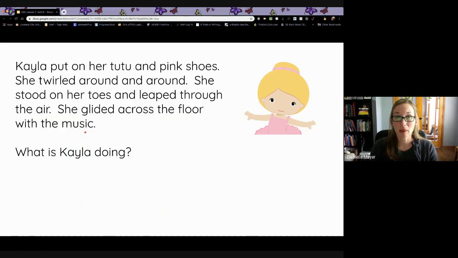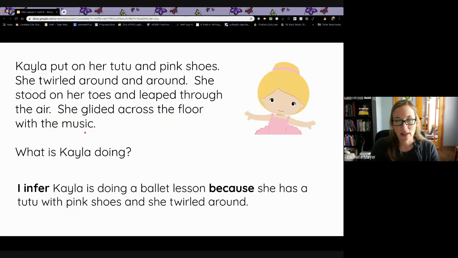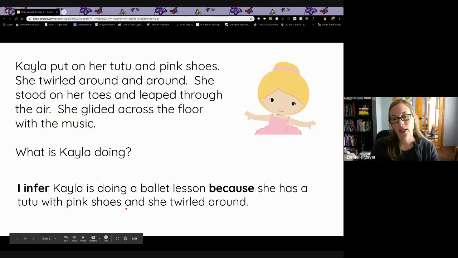I want us to stop and think, what is Kayla doing? You might have a guess. Remember, when we make an inference about a story, we always start our inference with I infer. So if you have a guess, let's see if your guess is the same as mine. I infer Kayla is doing a ballet lesson because she has a tutu with pink shoes and she twirled around.